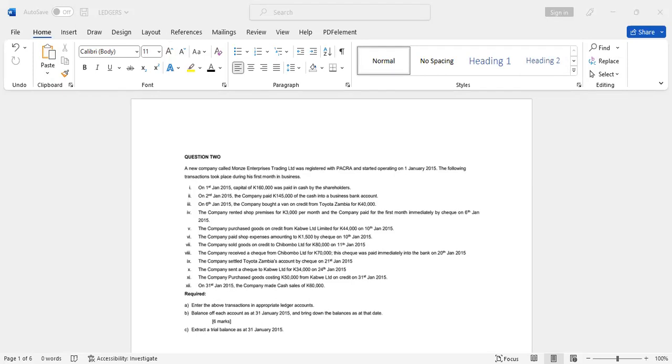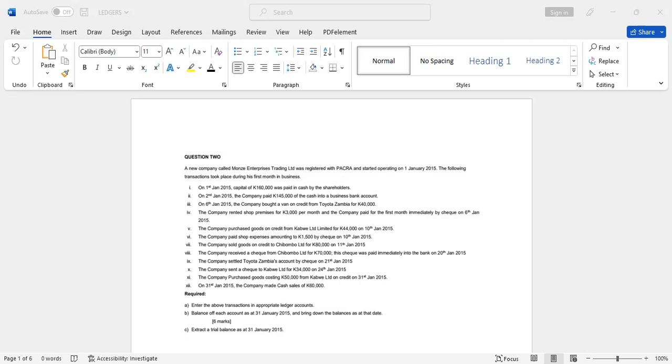You got the double entry system where we debit the receiver and credit the giver. So there's this question we are looking at where we need to prepare the ledger account. A new company called Monze Enterprises Trading Limited was registered with PACRA and started operating on 1/1/2015. The following transactions took place during its first month in business.